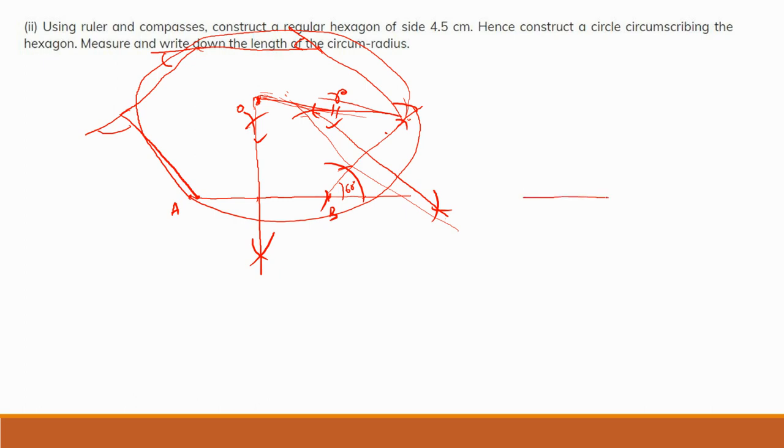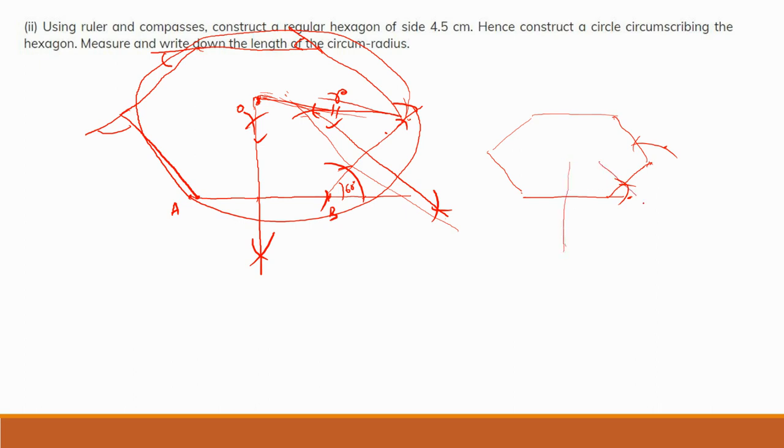So first you draw 4.5 centimeter, then a 60 degree. You know how to draw 60 degree, like this, and from here like this 60 degree, and from all the points you have to draw 60 degree. Again from here draw like this, from here draw like this. So basically you get another 60 degree, right? So like this you complete the hexagon, and then you have to do a perpendicular bisector.